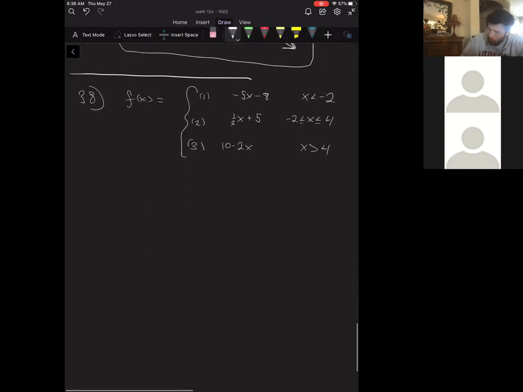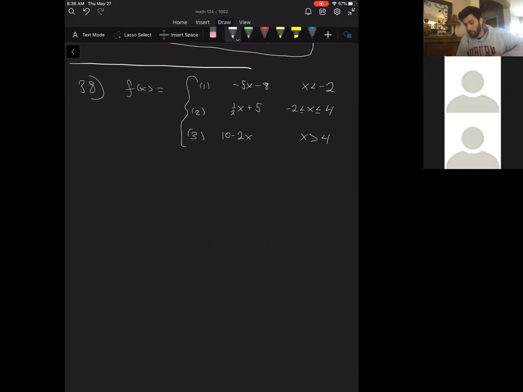Okay, so now let's make our xy tables. Now we're going to have 3 because we have 3 equations. So here's for the first equation, minus 5x minus 8. We have a table for our second equation, this one is 1/2 x plus 5. And then we have a table for our third equation, that was for y is equal to 10 minus 2x.